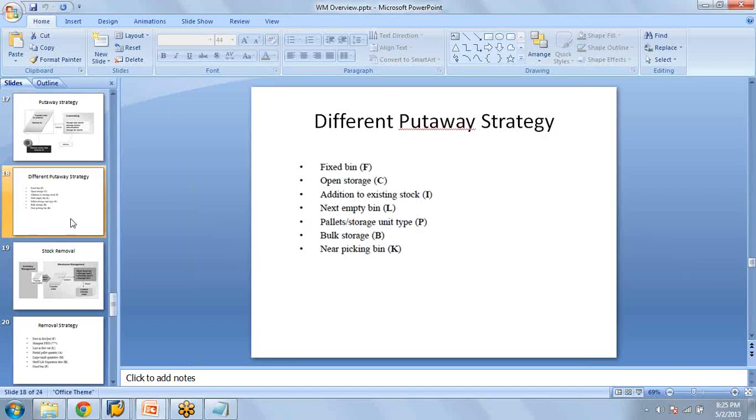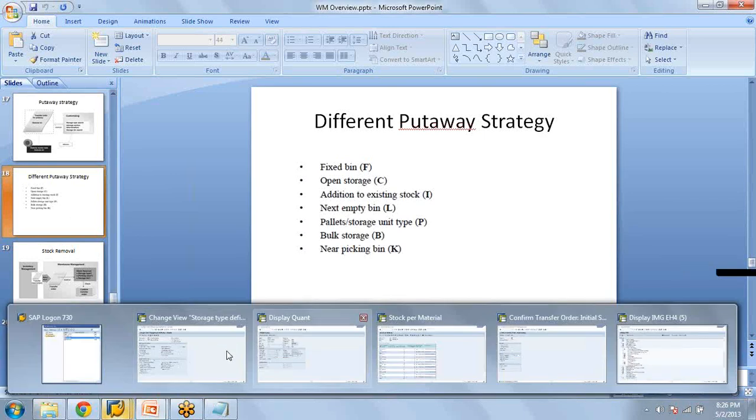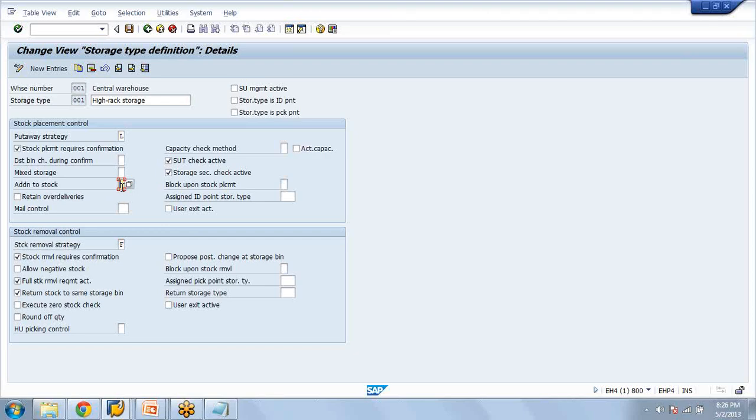So next time you procure some material, it will not search for that bin since it is already occupied. It will go search for the next empty bin. Already occupied, partially occupied, not fully occupied, right? That is the issue here. So in that case, what do you do? That is why sometimes you can use addition to existing stock. But at that time, again there will be an issue.